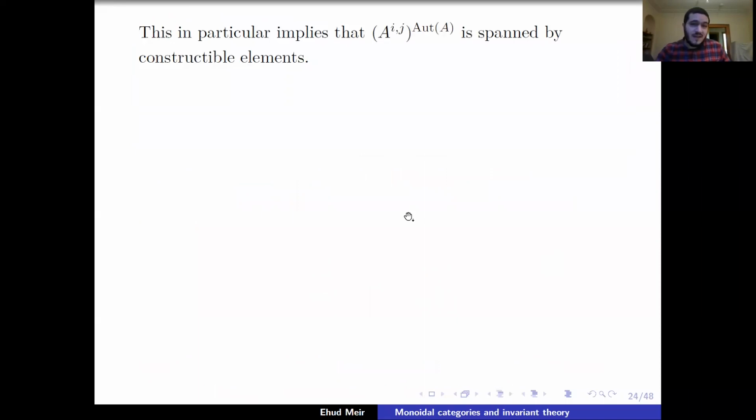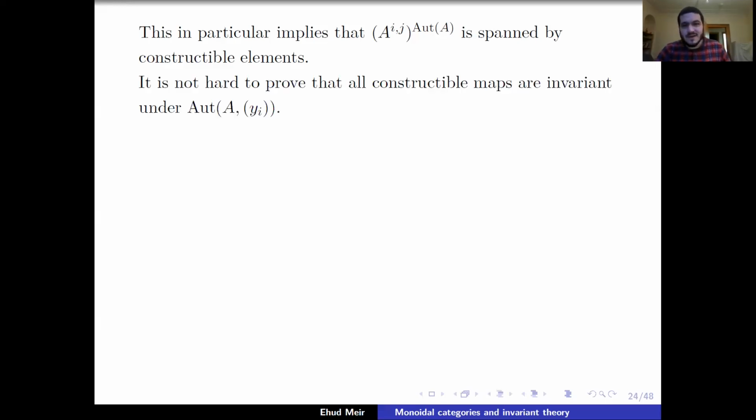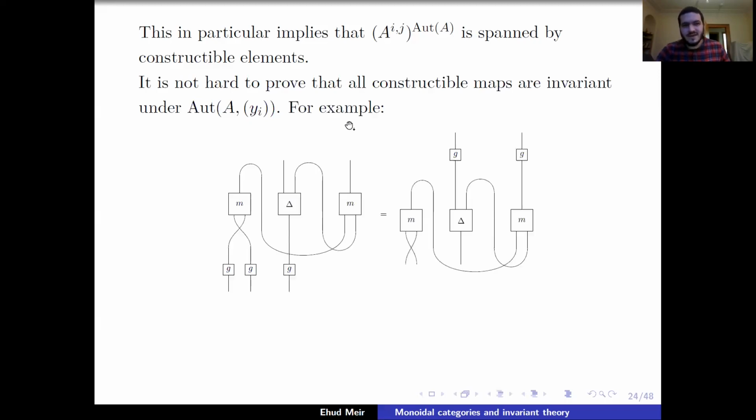Okay, so this in particular implies that if we take Aij and we take the aut A invariant, then this is spanned by constructible elements. Okay, so what do we mean by this? So it's not so hard to prove that all constructible maps are invariant under aut A yi. And here's an example. Let's say I have this constructible map from before, going from A tensor A tensor A to A tensor A. If G commutes with M and with delta, I can just play a bit around with this diagram to show that this thing with G's in the beginning is the same thing as G's in the end. So it's not so surprising that all constructible maps are invariant under this automorphism group.